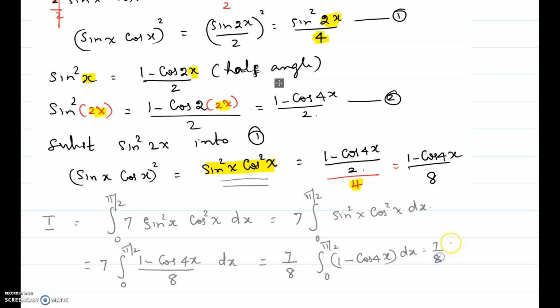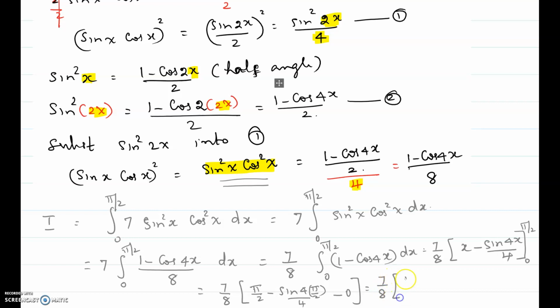So it is 7 over 8. When you integrate, it becomes x minus sine of 4x over 4. The integral of cosine 4x is sine of 4x over 4, between 0 and pi by 2. So it becomes 7/8 times pi by 2 minus sine of 4 times pi by 2 over 4. And at the lower limit it's anyway 0. So sine of 4 times pi by 2 becomes sine of 2 pi over 4, so that will be a 0 also. So the answer is 7 pi over 16.